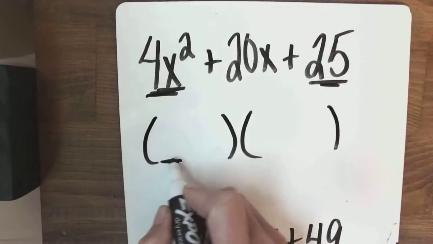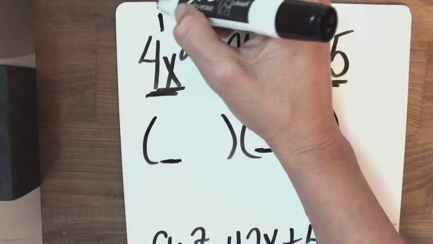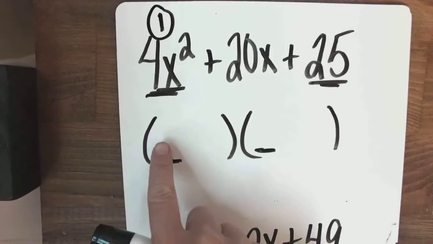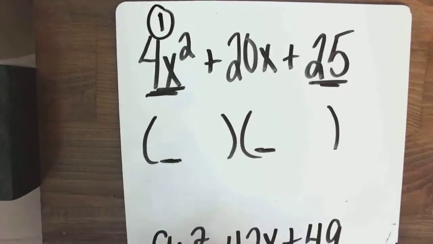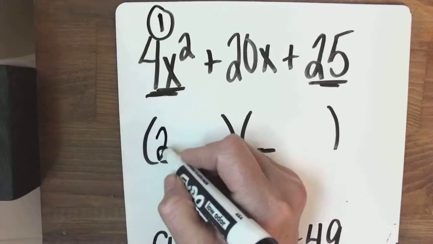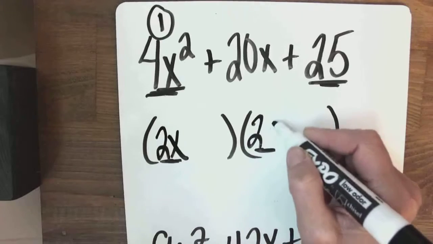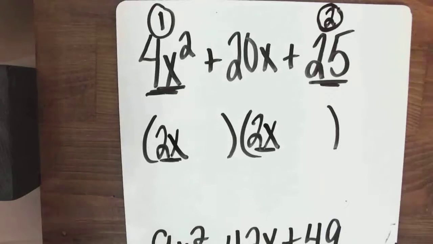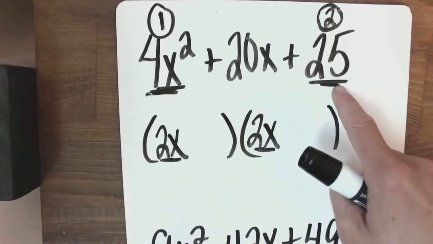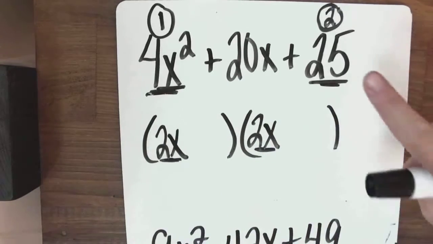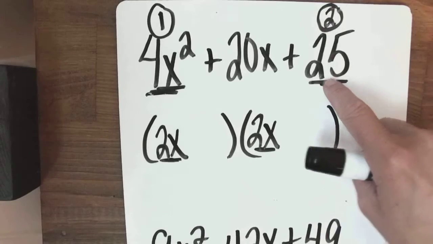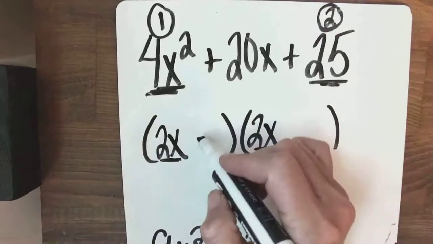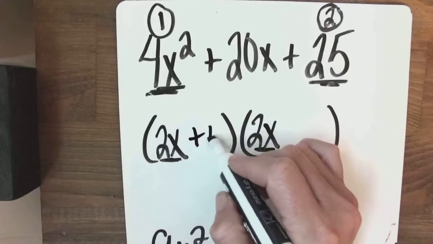We know that whatever this times this is gives me that first one. So what times what gives me 4x squared? Well, that would be 2x and 2x. And then I look here at the end, and you actually could do this for any problems by guess and check. But I find it easy to do guess and check if my numbers are perfect squares. Then I think, what two numbers multiplied together give me positive 25? And I think 5 and 5.